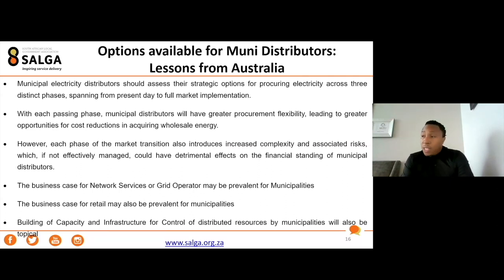And also with each passing phase, municipalities will have greater procurement flexibility, leading to more opportunities for cost reductions in acquiring wholesale energy. And also this will bring a lot of complexities that could have detrimental effects on the financial standing of municipalities if not carefully considered. Also another prevalent business case, as we learned from the Australian market, is the business case of network services.